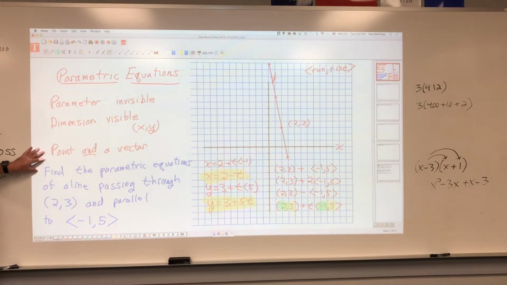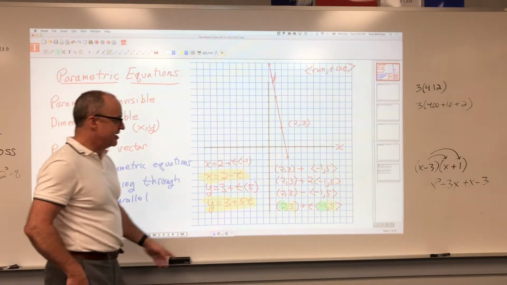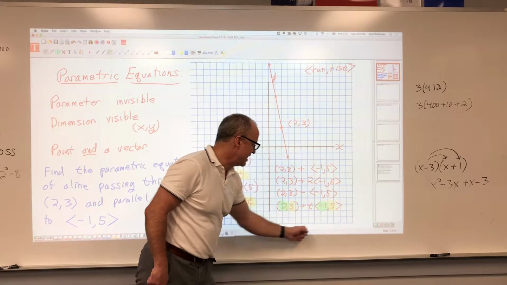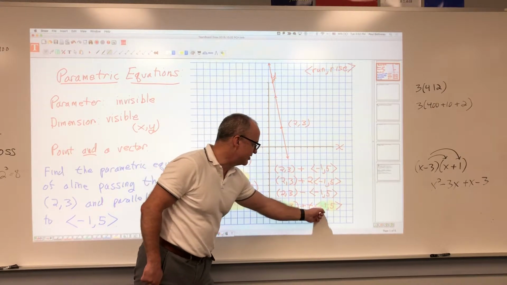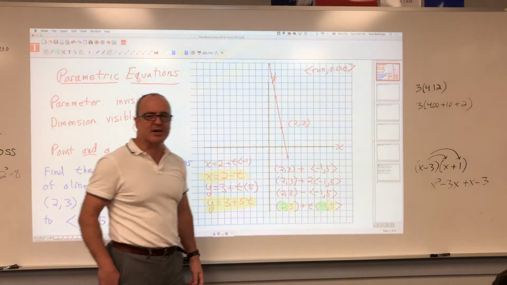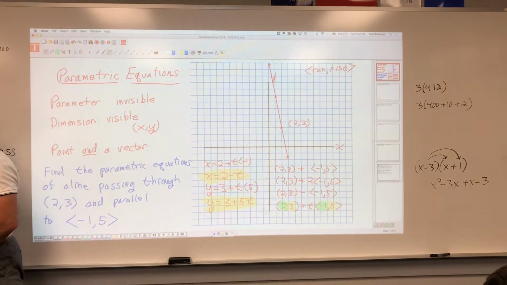So, if you have to find the parametric equations of a line passing through a point and parallel to a vector, you can write it like this, and then split up the horizontal and the vertical parts separately, and write your two parametric equations.